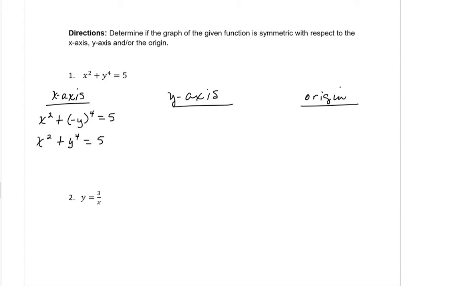And now let's look for symmetry about the y-axis. I'm going to replace x with negative x. I want to see if this equation is equal to what I started with. Well, negative x squared is the same thing as x squared. So I can see that there is going to be symmetry here as well. So this was a yes, and this was a yes.